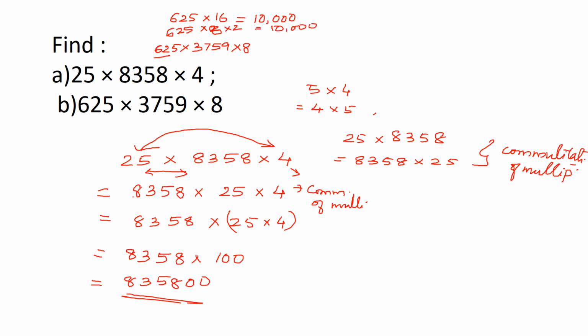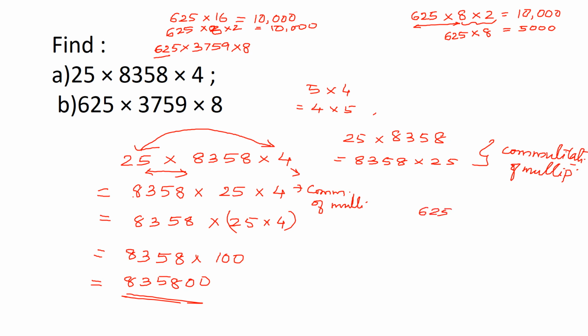Therefore, what will be 625 into 8? 625 into 8 into 2 is 10,000, because 8 into 2 is 16. Into 2 means double, so 625 into 8 is half of 10,000, which is 5,000. So we have to bring 625 and 8 together. How will we do this?